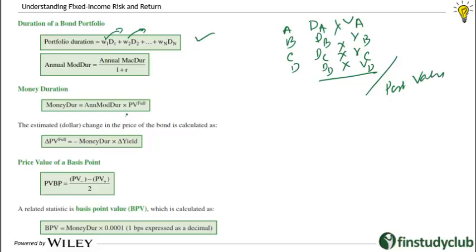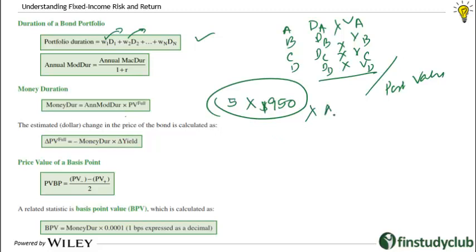Money duration is essentially your modified duration times the value of your bond. So if the modified duration of the bond is 5, and let's say the bond is currently trading at $950, this gives me the money duration. Now, when I multiply this with the change in yield, that would give me a sense of the change in the value of the bond. So that's what we are talking about. The change in the value of the bond is money duration times the change in yield.